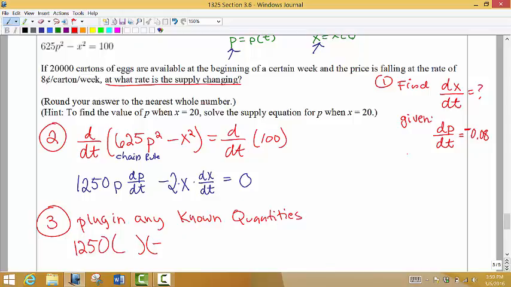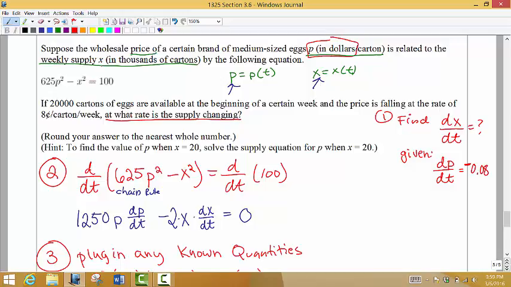dP/dt is negative 0.08, minus 2 times x. Let's see, do we know x? We're actually told that the number of cartons of eggs is 20,000. And let's go back to something here.